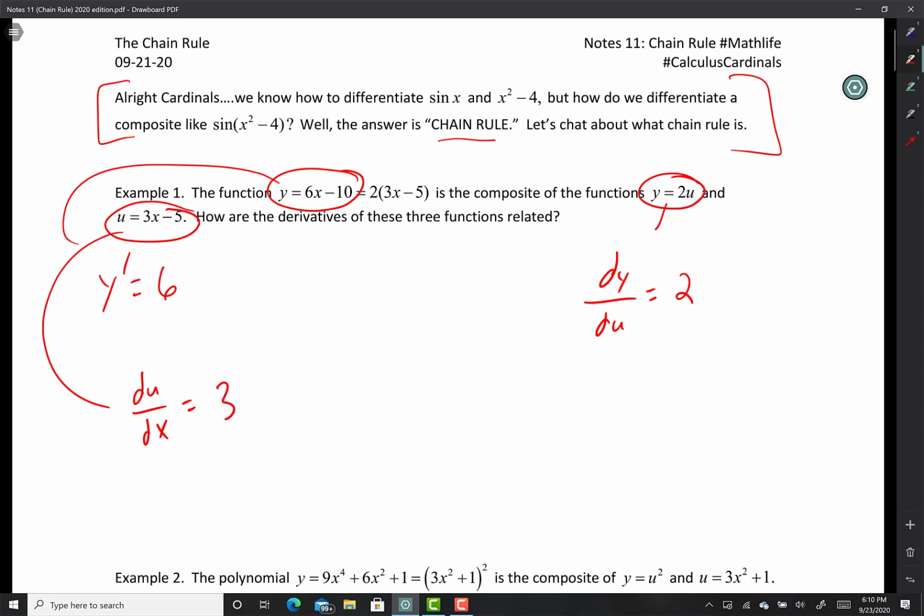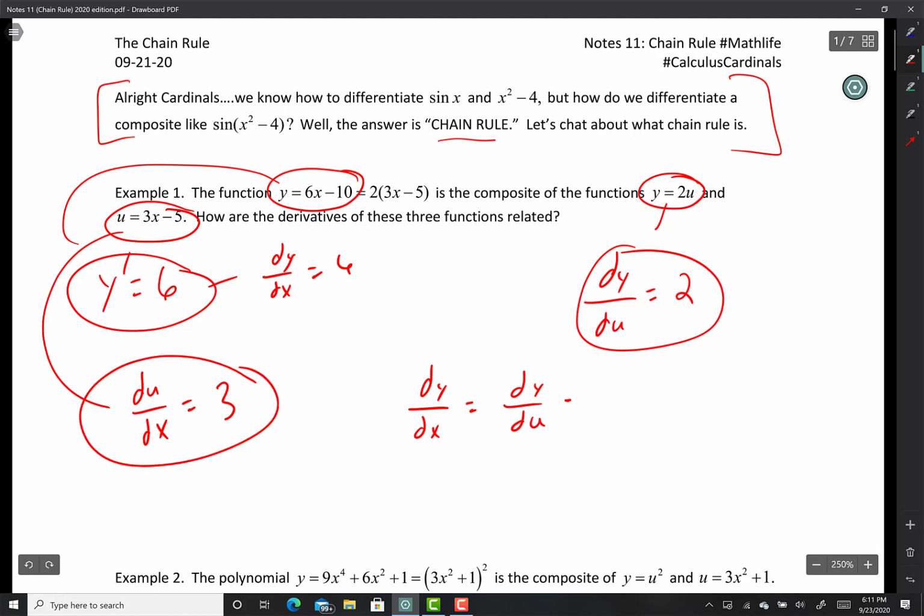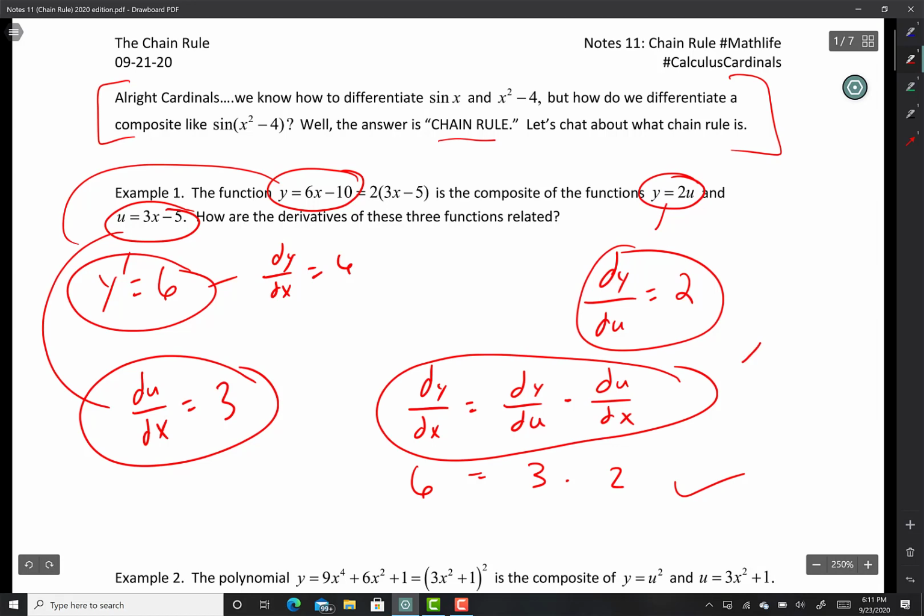So how are they all related? Well, this one is just y prime, that's dy dx, right? So maybe I should have said dy dx equals 6. So it looks like dy dx is equal to dy du times du dx. And sure enough, 3 times 2 definitely does equal that 6 that I got there. So it works, guys. By the way, this right here is your chain rule.